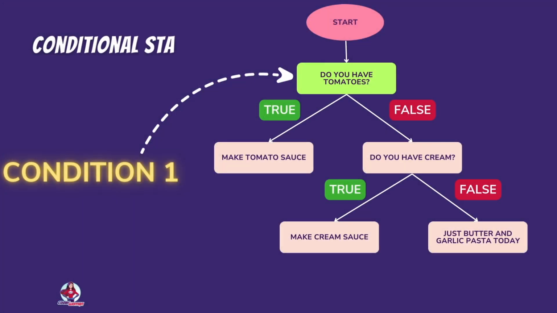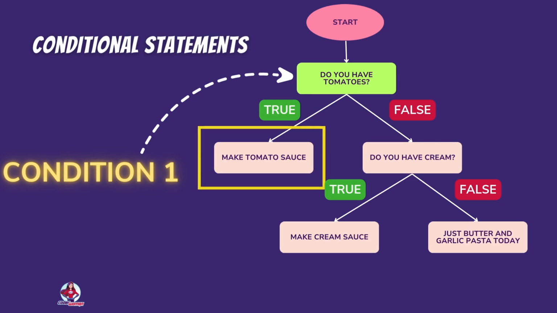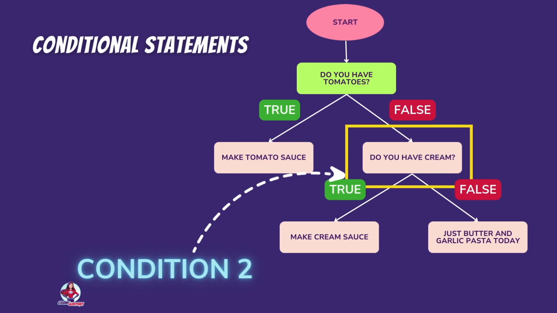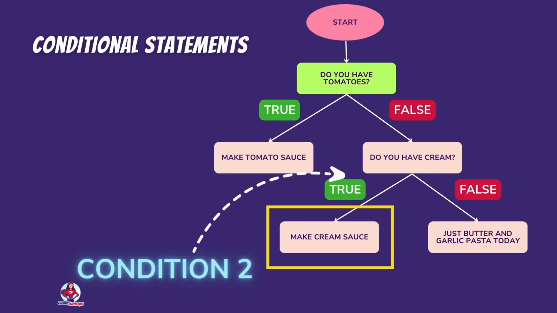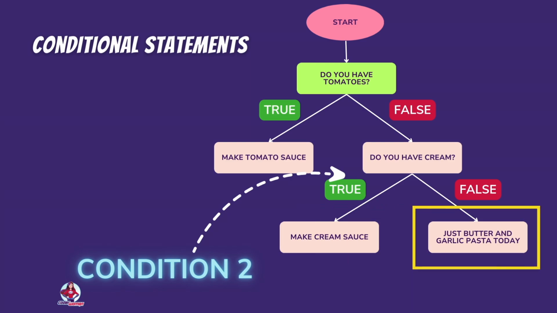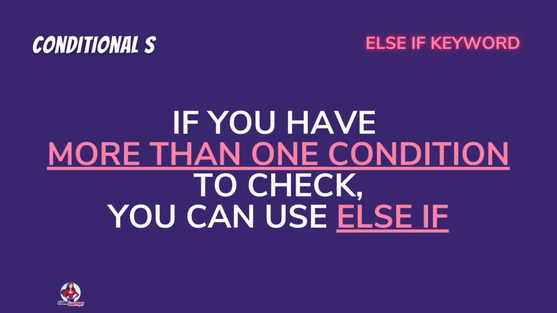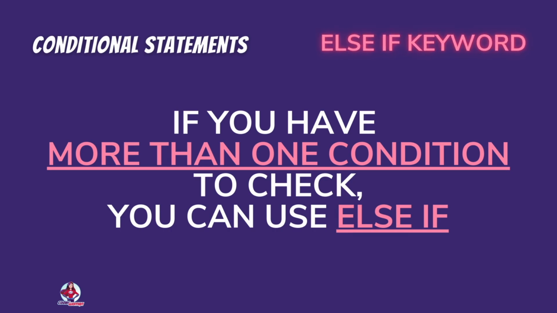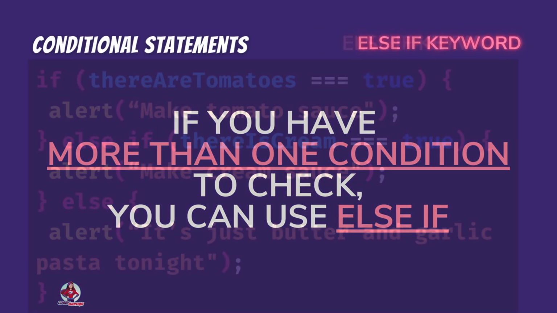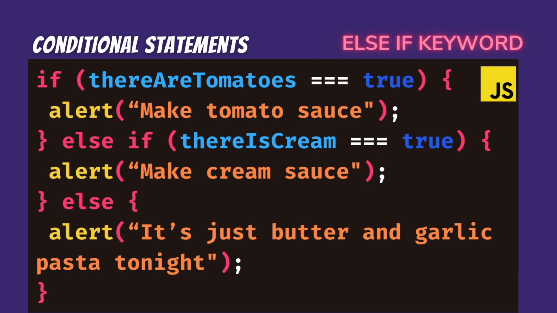But what if there are more conditions to check? You want to make tomato sauce if there are tomatoes. If not, you'd make a cream sauce, but only if there is cream. If both are missing, you'll switch up the plan. For such cases, we use the else-if keyword. We use it when there are more than two conditions. Here's what it looks like.